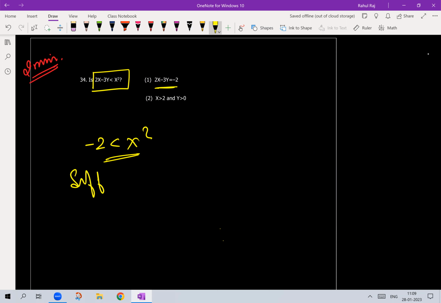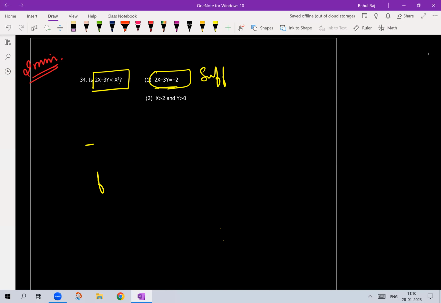Anyone, any doubt? The question is asking, is 2x minus 3y less than x square? Option number 1 says 2x minus 3y is equal to -2, Rahul. Now, -2 as a number is 100% less than x square, because what is the minimum possible value of x square? 0. X square can either be 0 or a positive number. It can never be a negative number. I hope it's clear. So option number 1 is 100% sufficient just by looking at it.